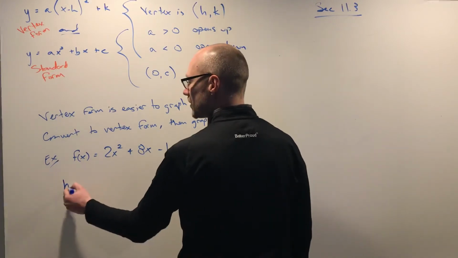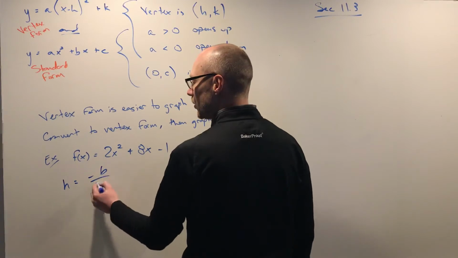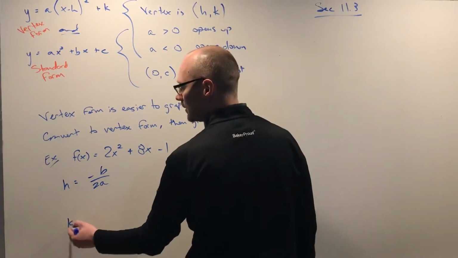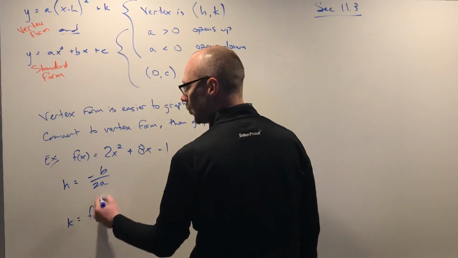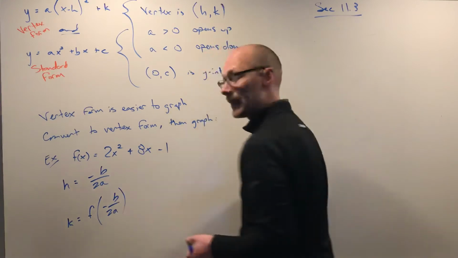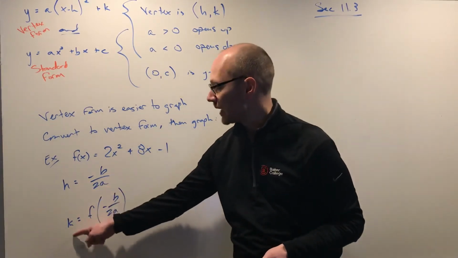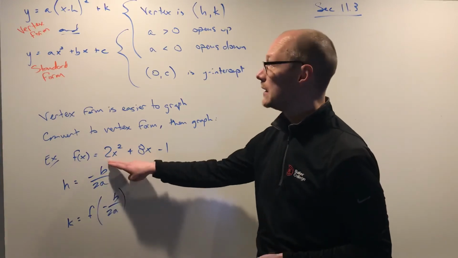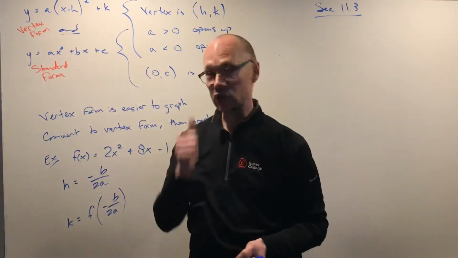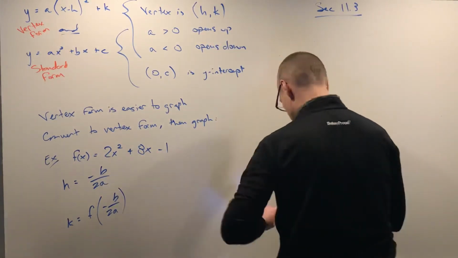The h is going to equal opposite b over 2a, and k is going to equal whatever you get when you put that back into the function. And once you know your h and your k, your a is your a, you've now converted from this to this, just like that.